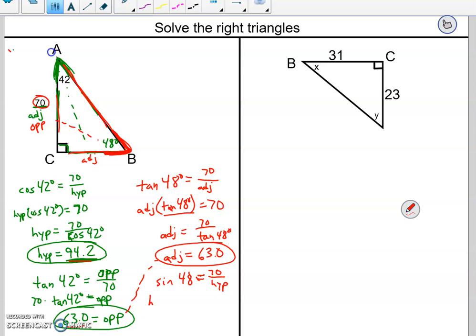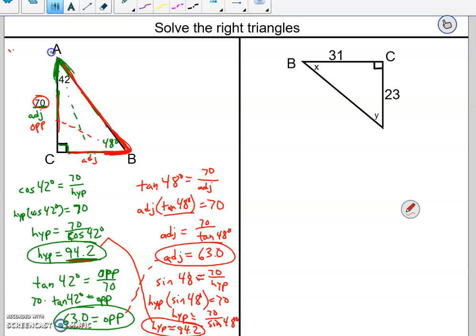Multiply both sides by the hypotenuse. So hypotenuse times the sine of 48 degrees equals 70. Divide both sides by that sine of 48 so that you got the hypotenuse all by itself. Hypotenuse equals 70 divided by the sine of 48. And when I plug that into my calculator, I was given a hypotenuse of approximately 94.2, which at this point shouldn't be surprising, because that's what we already got using the other way.